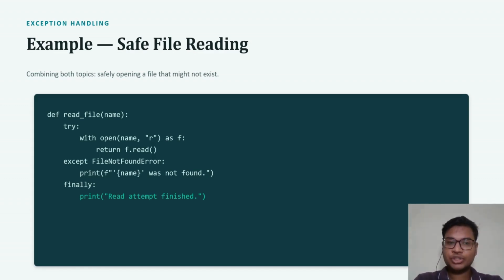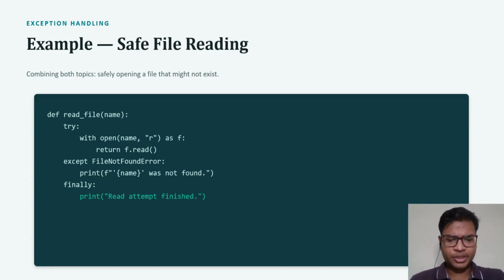That means we have a def, a function read_file, with a name, and we have a try block with open file name, in read mode as app, return app.read, then except FileNotFoundError, that's this one, and finally print "read attempt".